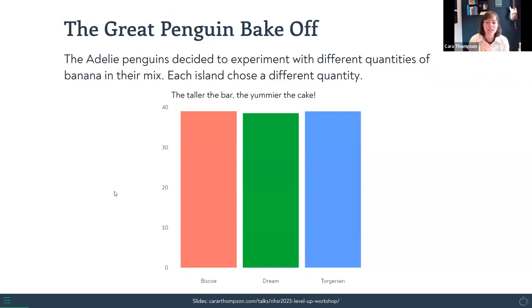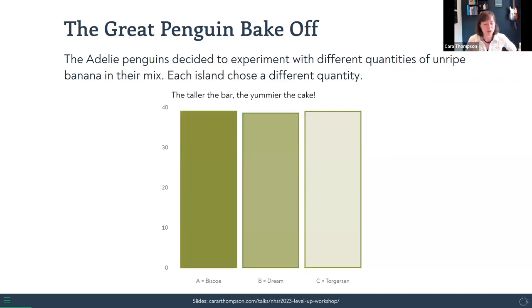Within the Adelie penguin species, they were going to experiment with different quantities of bananas in their mix, and each island chose a different quantity of bananas. I'm going to ask you which species chose to include the strongest amount of green banana in their mix. Again, A, B, or C. Type it in the chat. Yeah, perfect. Very good. The strongest concentration of green bananas is represented by the strongest amount of green color in the plot. Again, there's no legend, but you can start to guess what's going on.